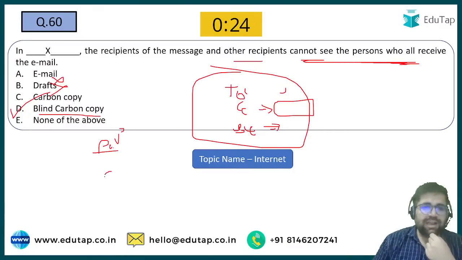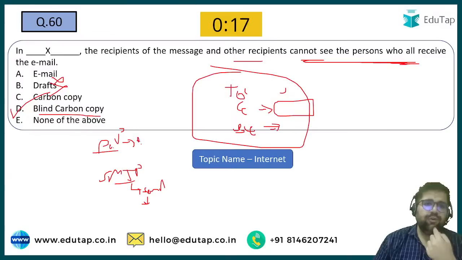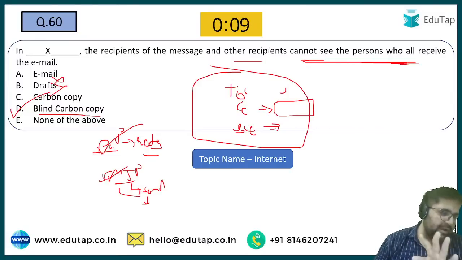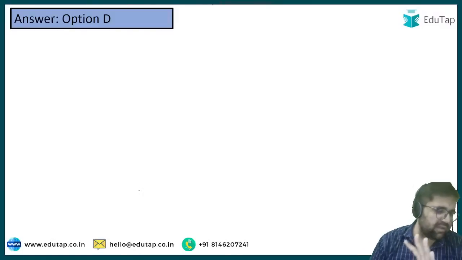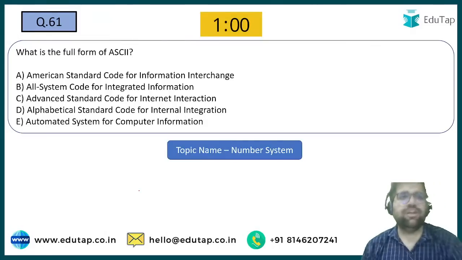I can see only a few are answering it. Rosa, SMTP is not the right answer. SMTP is used to send mails. Here I am retrieving, meaning I am taking mail out, so I am using POP, Post Office Protocol. Simple Mail Transfer Protocol is used for sending. Is it clear? Yes, now I can see most of you are answering POP. Good. Chalo, question number 61.